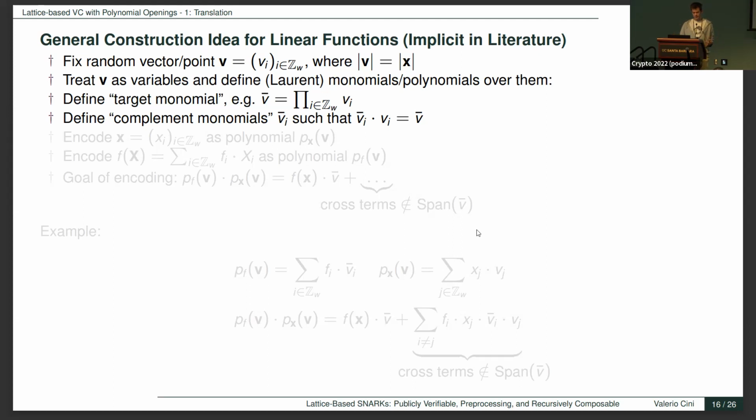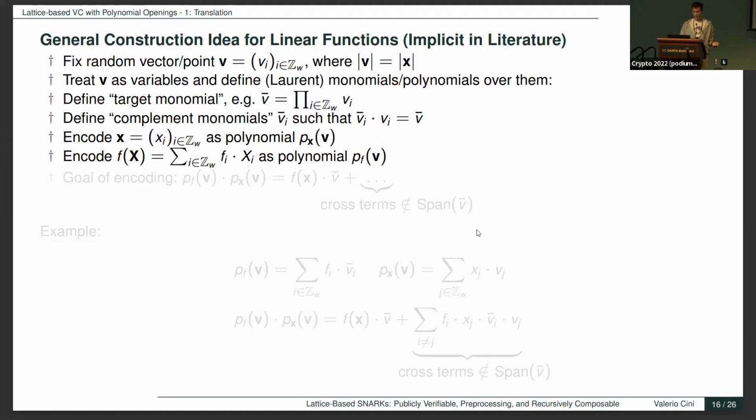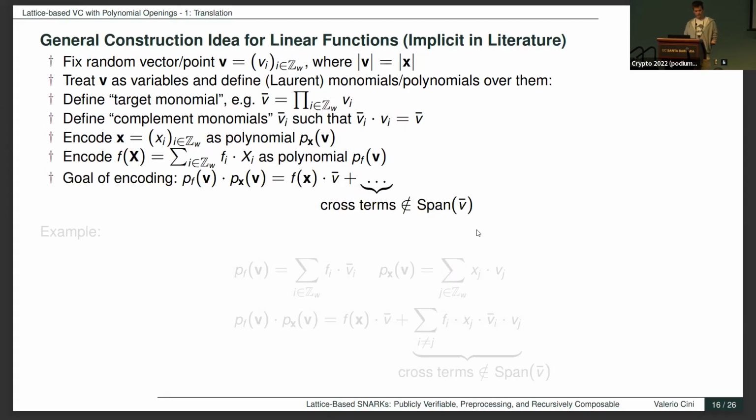Then we will have to define some encoding of the x that we want to commit to and the function f that we want to be able to open to. We will encode these as polynomials P of x and P of f, where the entries somehow depend on x and f, and we will evaluate these polynomials on the variables V. The goal of this encoding is such that when we take the product of these two polynomials, we get another polynomial evaluated on V, such that the coefficient of the target monomial V bar is exactly f of x. And all the other cross terms, since we are thinking of these variables Vi as formal variables, will not be in the span of V bar.